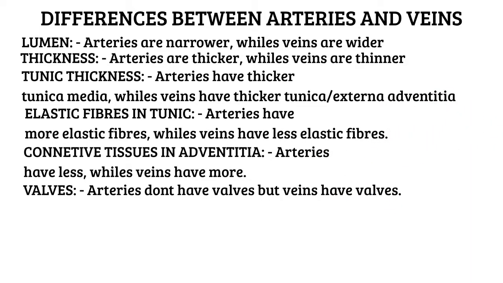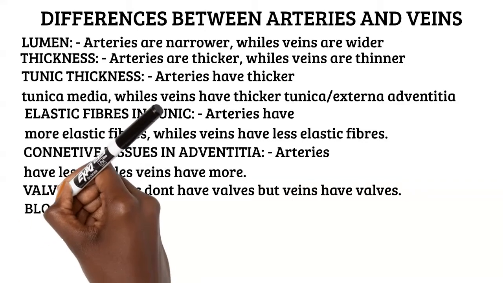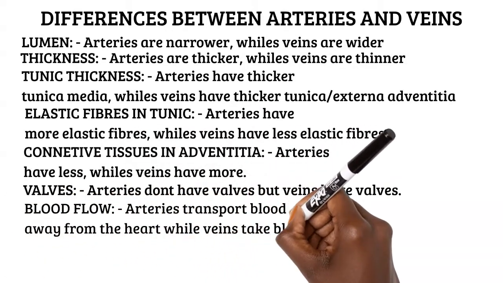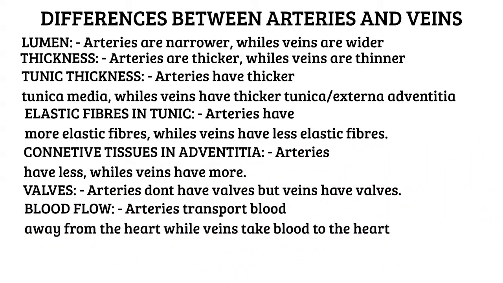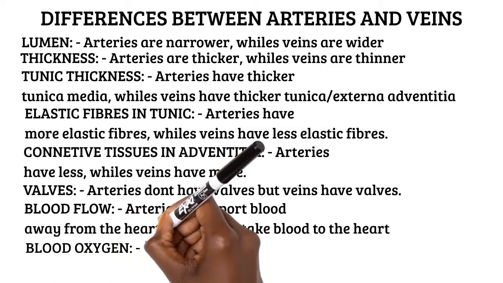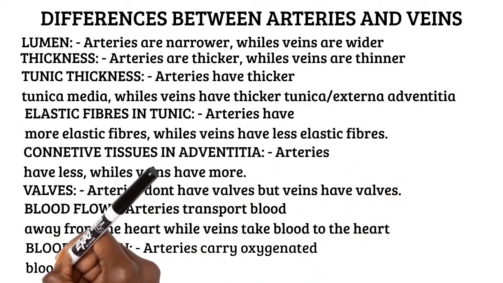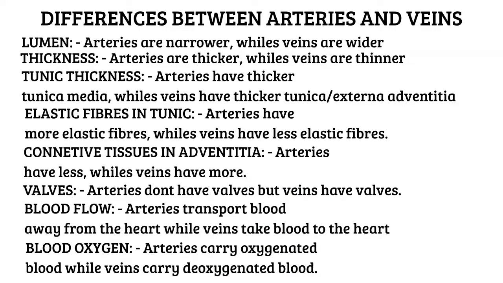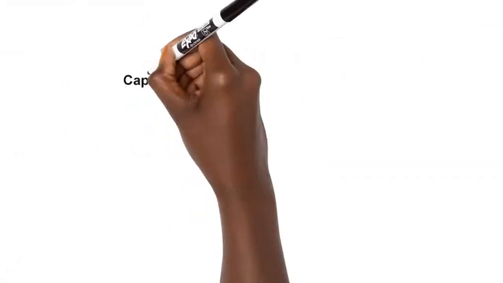Blood flows away from the heart in arteries, and blood flows towards the heart in veins. Arteries carry oxygenated blood, of course, except for pulmonary arteries, whilst veins carry deoxygenated blood, except for pulmonary veins. So these are our differences between the arteries and veins.